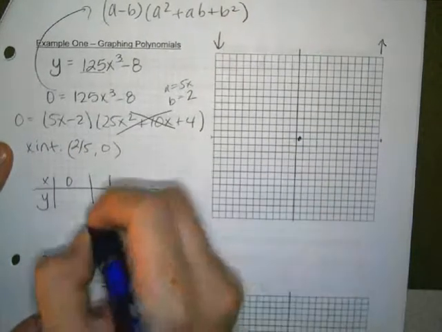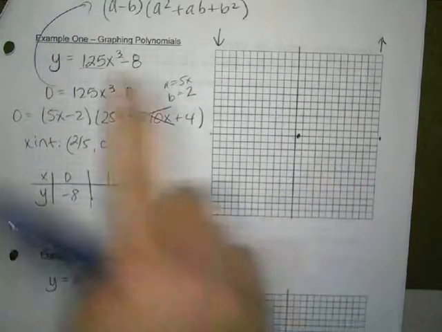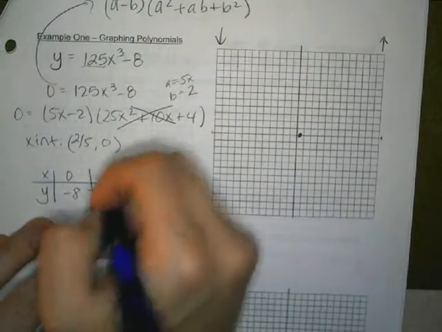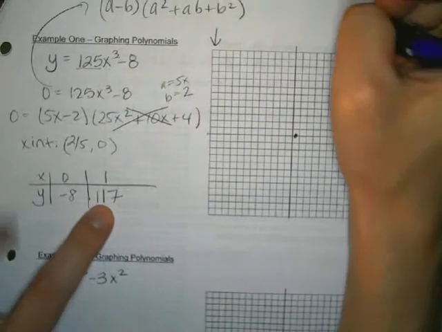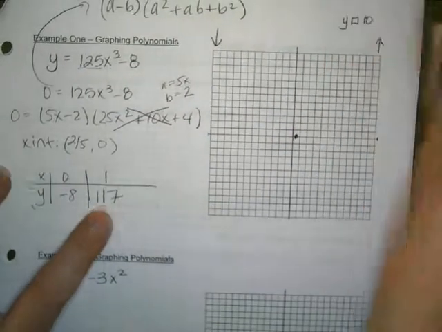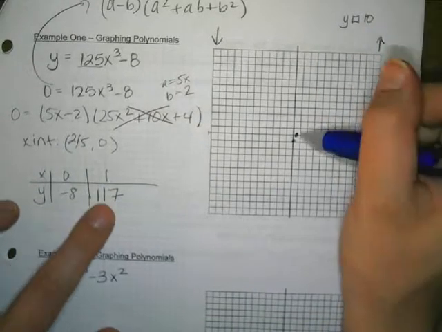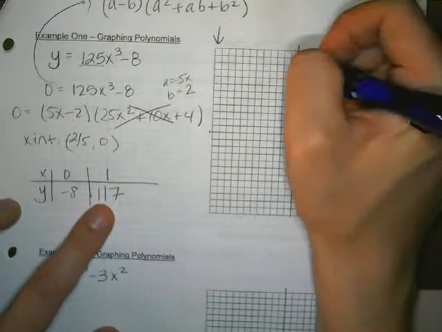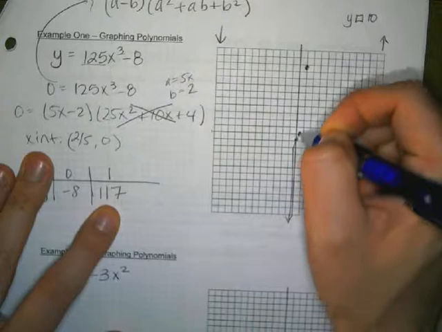So 0 and 1. If I plug in 0, I get -8. If I plug in 1, I get 117, I think. Yep. Now, since this is so large, I'm going to make each box on my y-axis worth 10. So 0, -8, going to be right there. And then 1, 117, 1, 2, 3, 4, 5, 6, 7, 8, 9, 10. And then we're going to go ahead and connect.